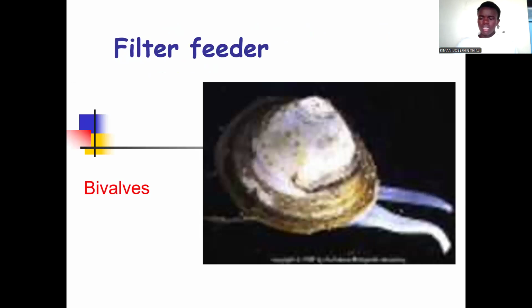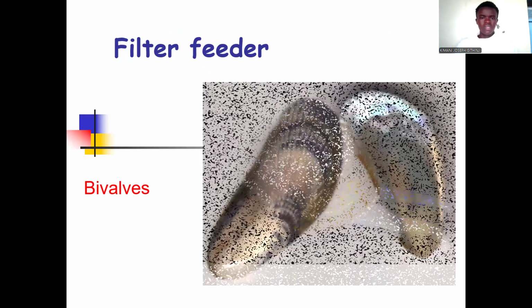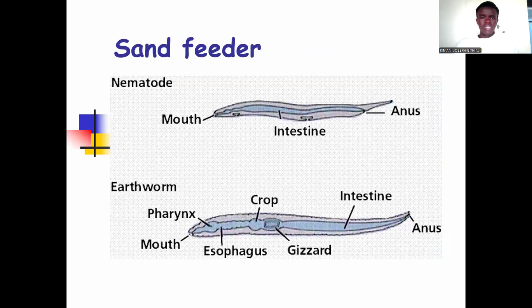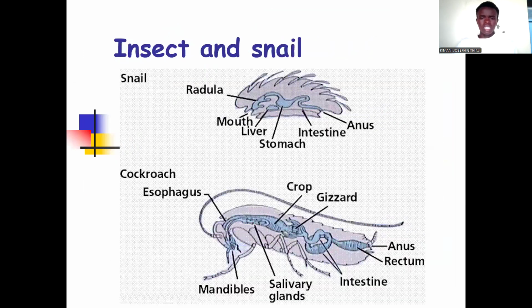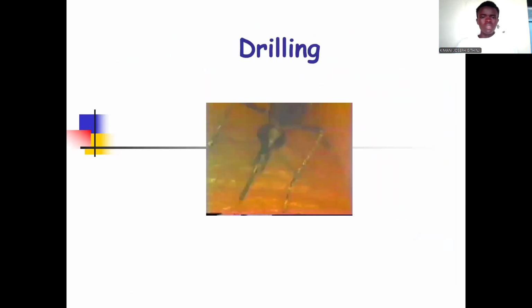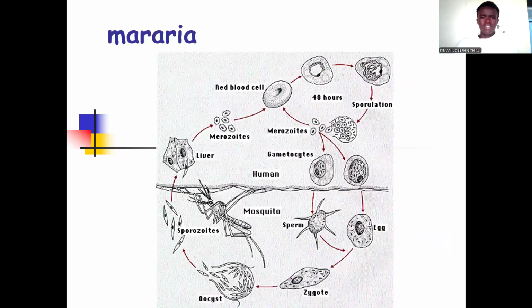So these are some of the other organisms that we covered. That's a filter feeder, clam structure, scallop structure, that's a coral, a rock feeder and filter feeder, a sand feeder, that's an insect and a snail, a mosquito head, mouth, and the malaria cycle. So this was just an illustration, a video to explain the various modes of nutrition.